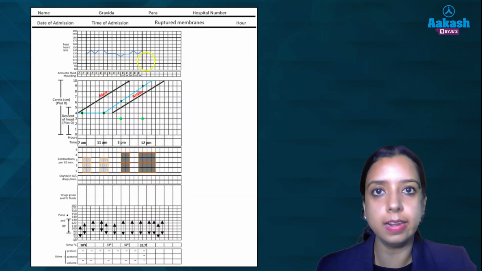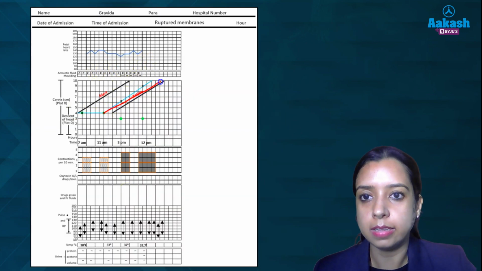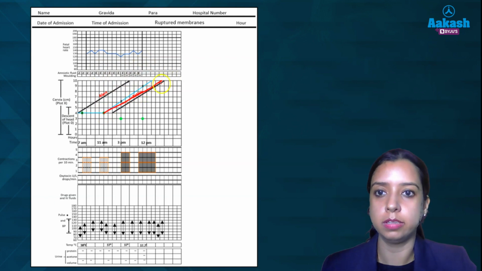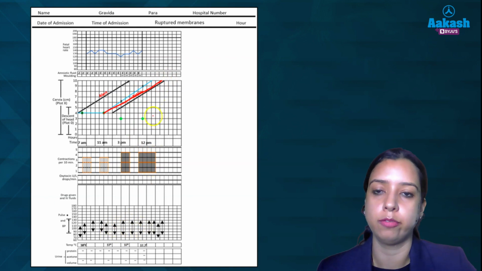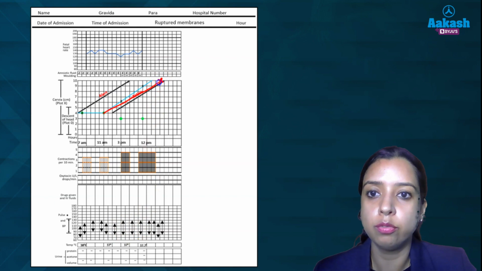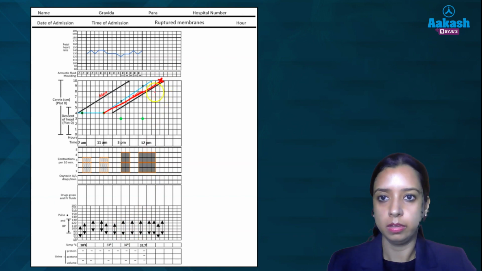Here, fetal heart is normal. The line was like this. This was asked in NEET 2023. The line was almost reaching the action line. Contractions were good. Maternal condition was good. Now what do you have to do? It was here. Dilation was full. Full centimeter. Can you use instrument?